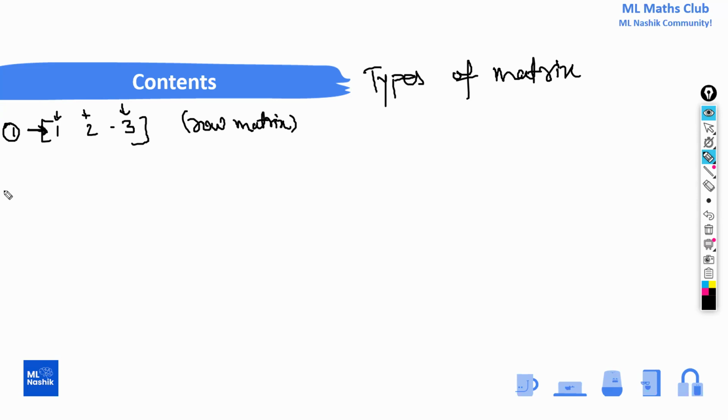Similarly goes for column matrix as well. If we have all the elements written in a single column, like 1, 2, 3. So here you can see that we have only one column. We have three rows in this matrix, but we have only one column. So this type of matrix is known as column matrix.